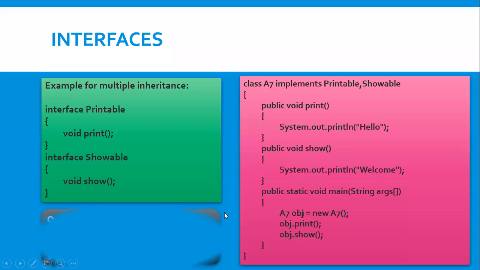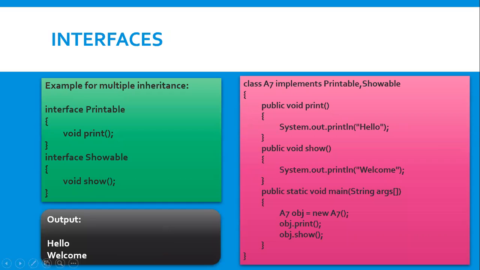Let us observe the output. This is the output. Both the methods are going to be executed. If you execute the print method, it will display hello. If you execute the show method, it displays the message called welcome.